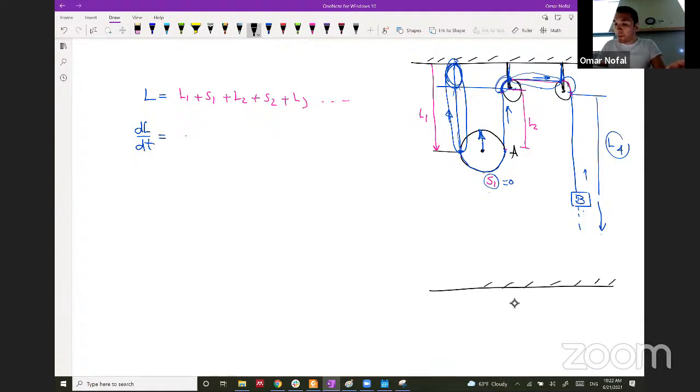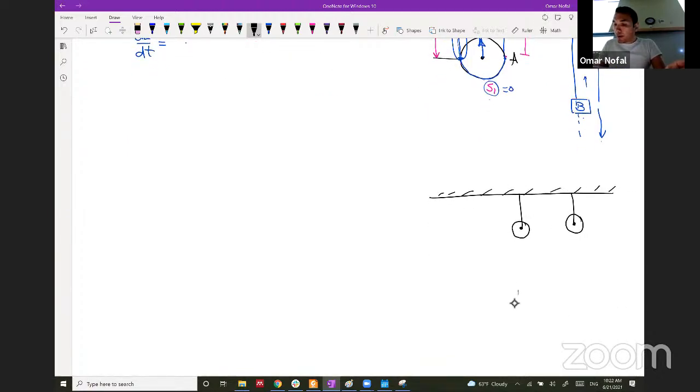So let's draw it one more time. And we have a pulley here and a pulley at this location, and they are fixed here. And we have another big one here. And let's have these two at the same level. They are fixed here, and we have our weight here.